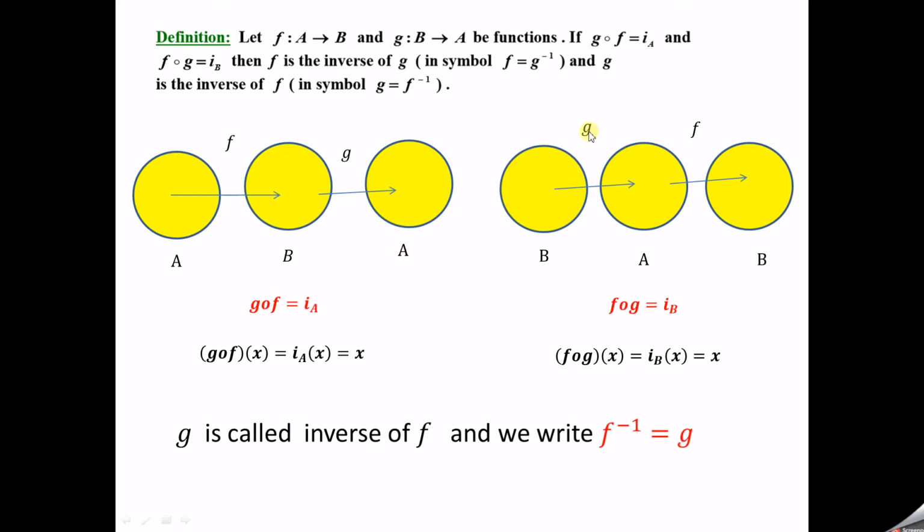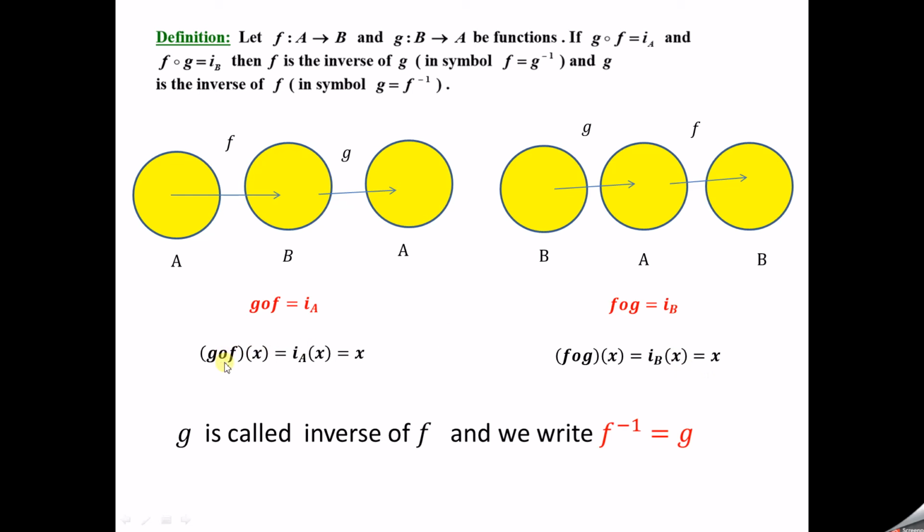The same way, g is a mapping from B to A, f is a mapping from A to B. If we take the composition of g and f, we say f circle g. Here g is applied first. The function g is applied first. So f circle g is an identity mapping from B to B. So in this case, g circle f at x is equal to IA at x, but IA is the identity mapping. Therefore, the image of x is x itself. IA at x is equal to x. Similarly, f circle g at x is equal to IB at x. IB is an identity mapping on B. Therefore, IB at x is equal to x.